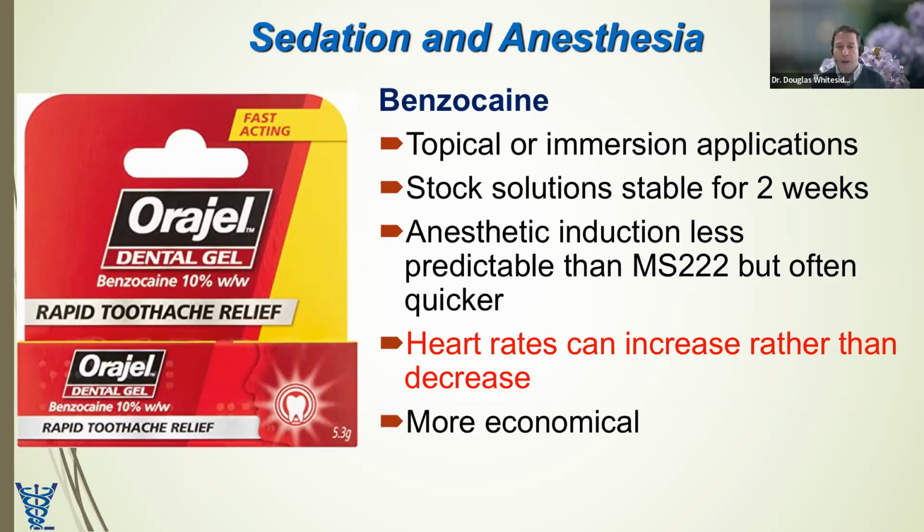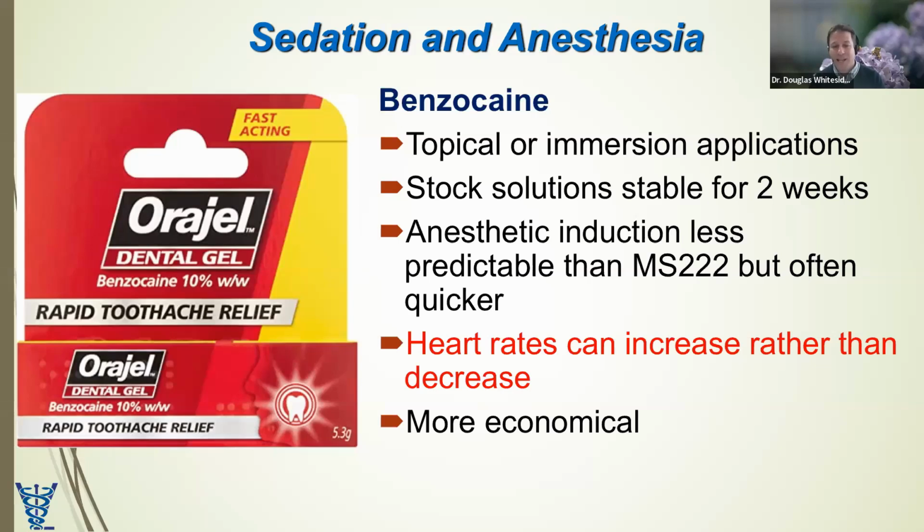over a short period. The anesthetic inductions are quite often less predictable, though, than MS-222, and they tend to be quicker. And so benzocaine is actually a solution that, if you put too much on the amphibian, can effectively euthanize your amphibian. So we have to be really careful when we're using that and make sure that we're carefully calculating out the dose.